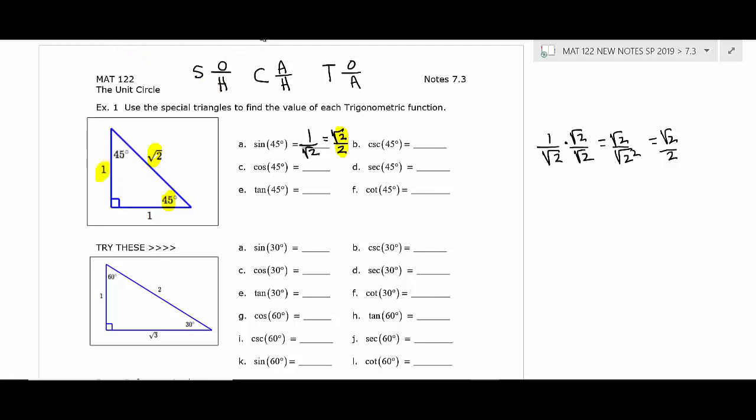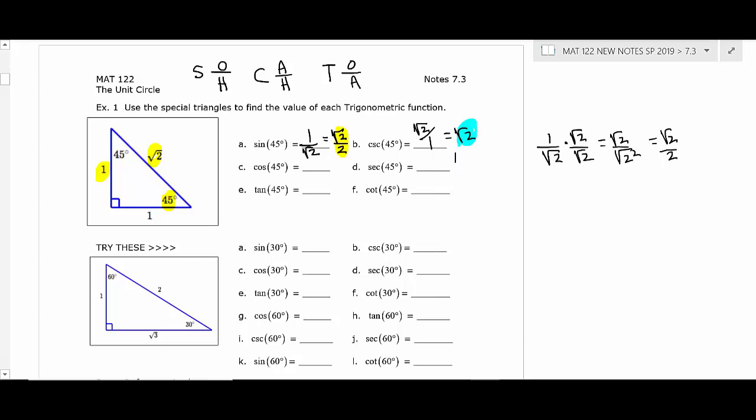Now that means that since the cosecant is the reciprocal of the sine, then it would just be the reciprocal of how we started it. So that would be root 2 over 1. So that's just square root of 2. Okay, so that's how we do that. So you'll find that to be the case.